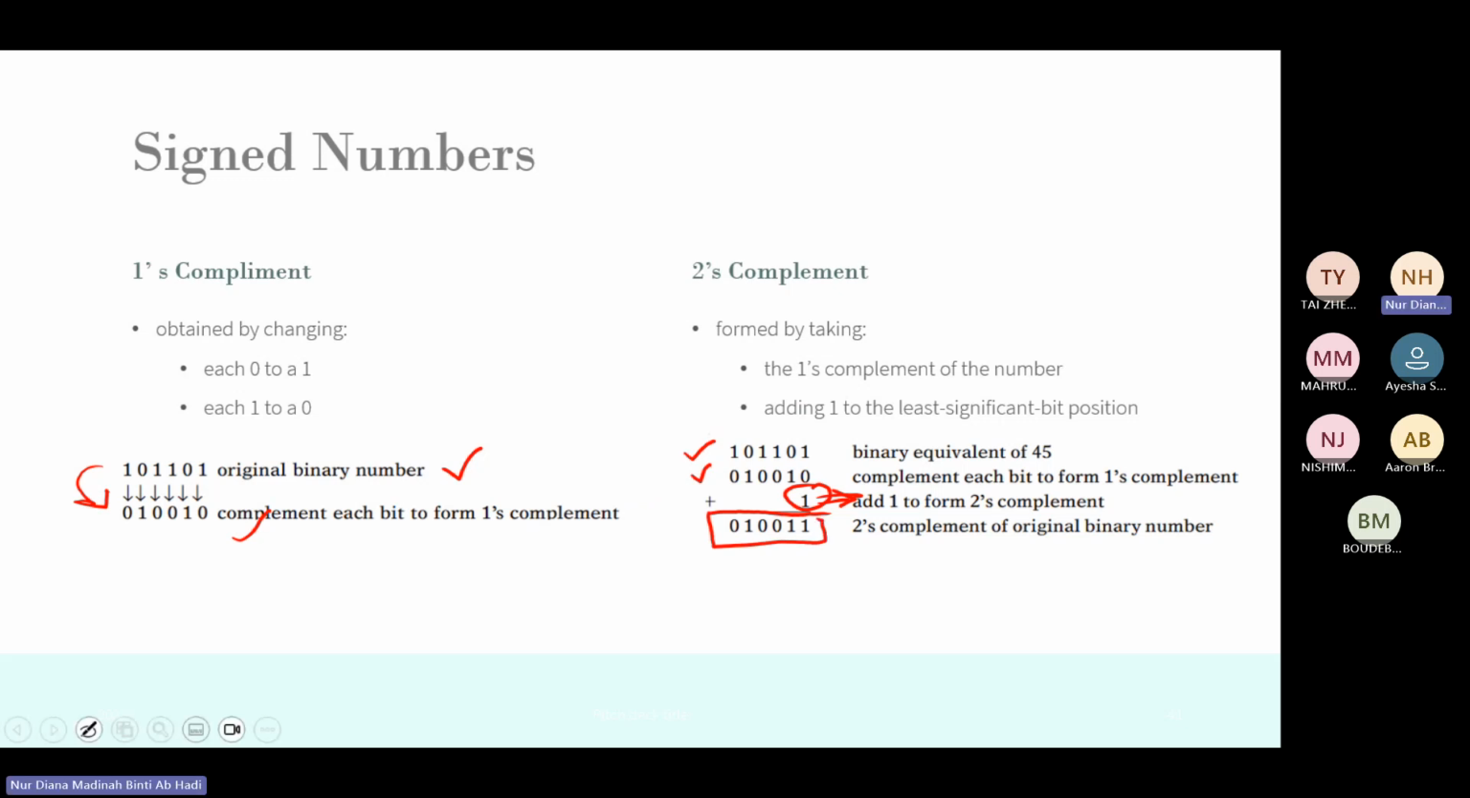Now I want you all to try this value and find out the first complement and second complement. Later I will find a person to share the answer.